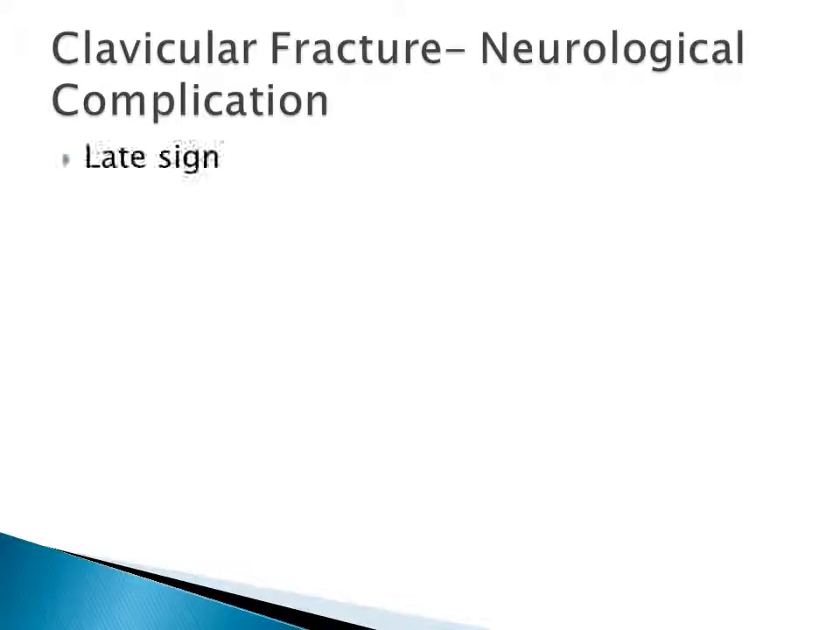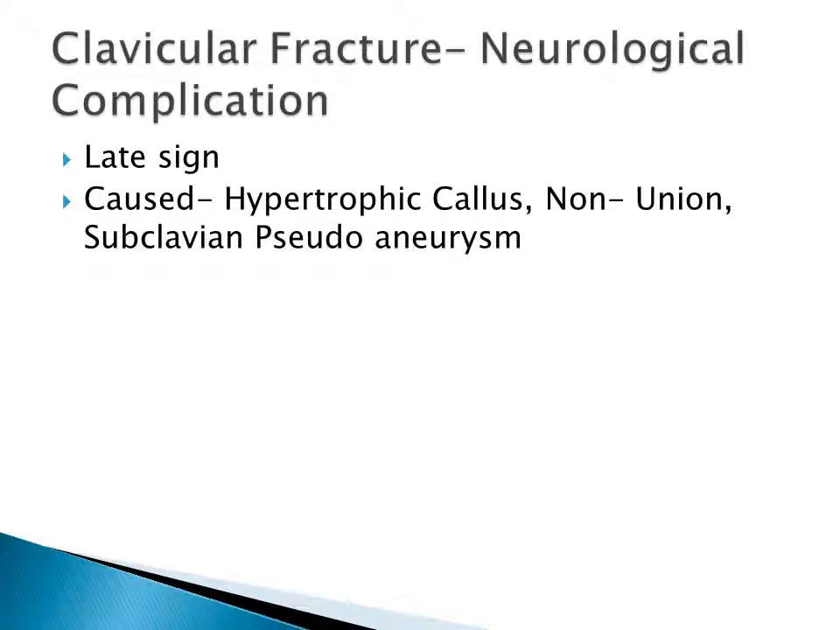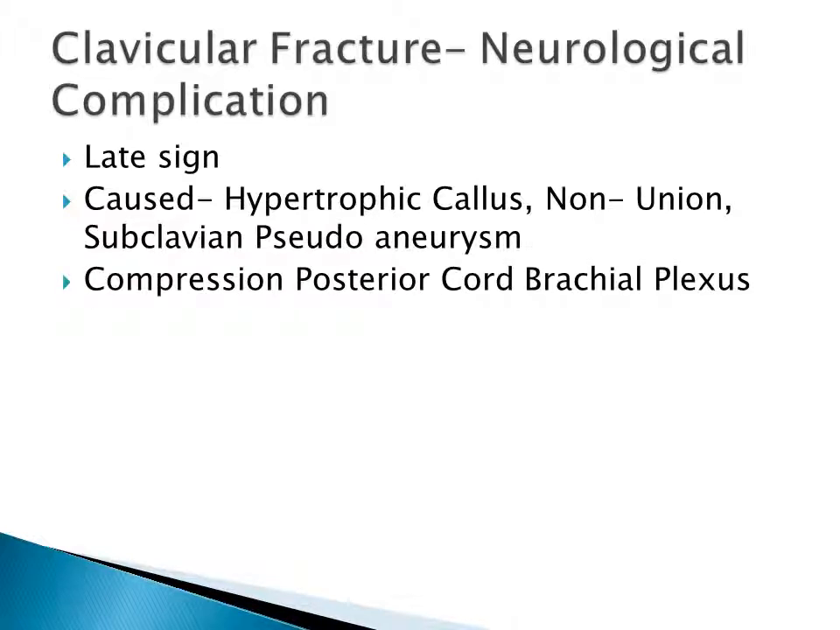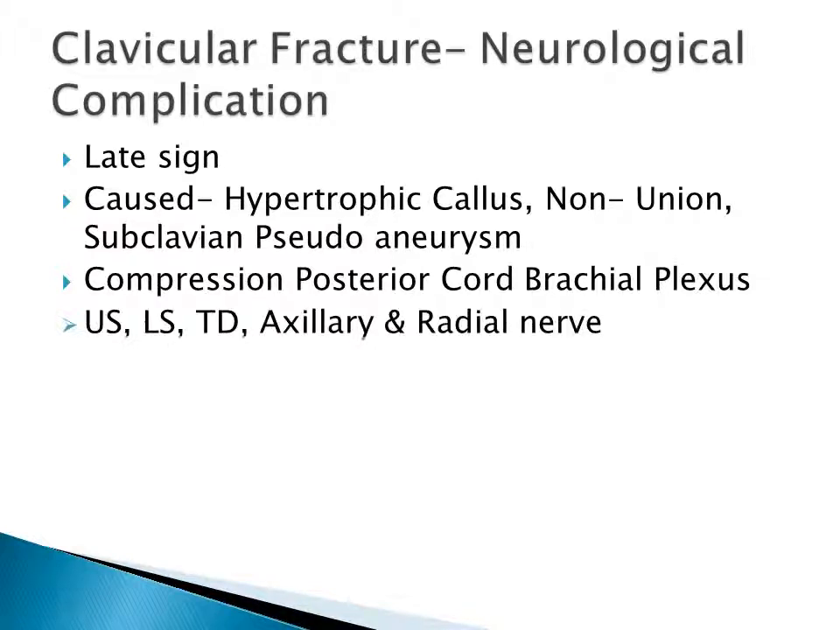Neurological complications of this fracture can present as a late sign, and these can be caused by hypertrophic callus formation, non-union or subclavian pseudoaneurysms, which cause compression of the posterior cord of the brachial plexus and affect the upper and lower subscapular nerves as well as the thoracodorsal, axillary and radial nerves.